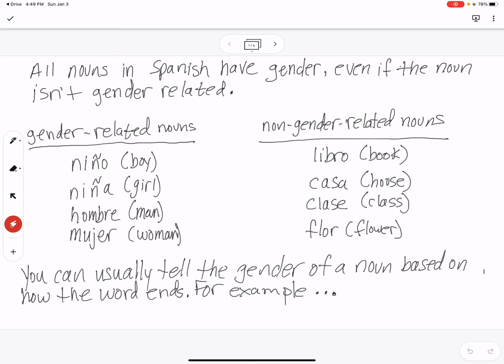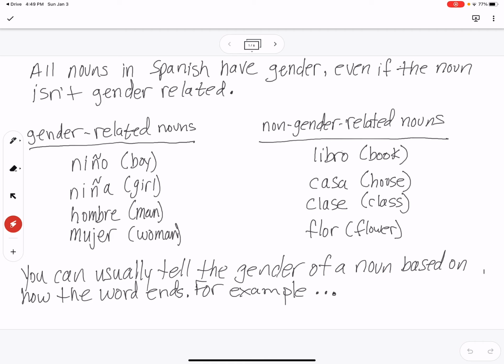But there are far more non gender related nouns, meaning nouns that aren't specific to a certain gender. For example, book. Books don't have gender. So you see libro there. Casa is a house. That house doesn't have gender. Clase is a class. Although there's people in it that have genders, a class itself doesn't have a gender. Flower. A flower as a whole, unless you want to get scientific and technical, also doesn't really have a gender.